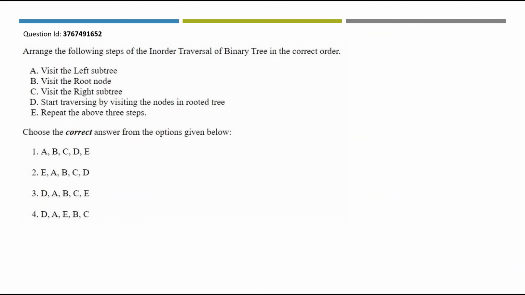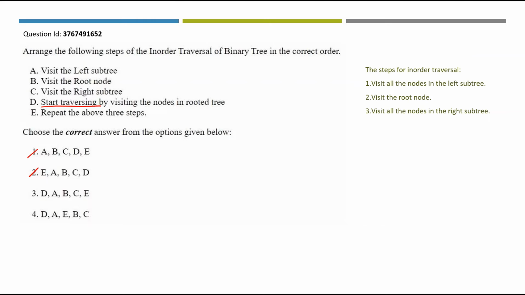Next question. Arrange the following steps of the in-order traversal of binary tree in the correct order. Visit the left subtree, visit the root node, visit the right subtree. Start traversing by visiting the nodes in rooted tree. Repeat the above 3 steps. They have given the clue here, start traversing. So we have to start with D.